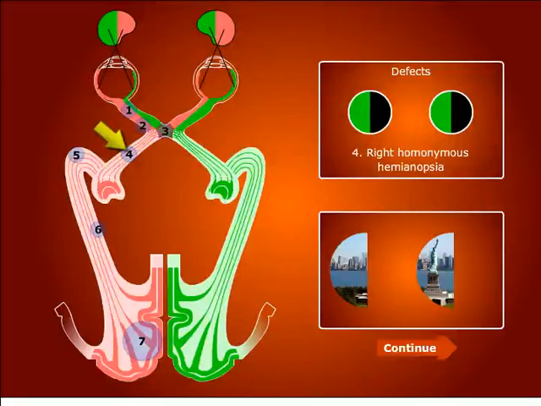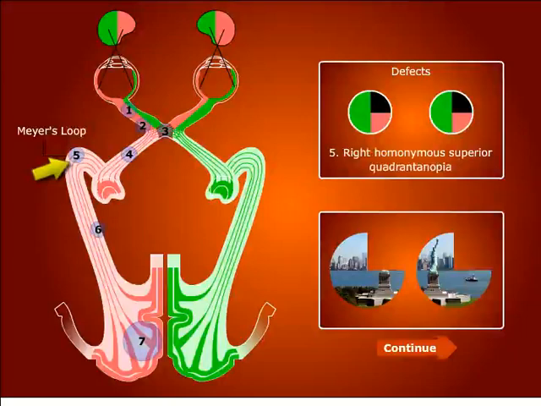A lesion in the optic tract causes a defect in the temporal field of the contralateral eye and a defect in the nasal field of the ipsilateral eye, resulting in contralateral homonymous hemianopsia. In this case, a lesion of the left optic tract will cause a right homonymous hemianopsia.